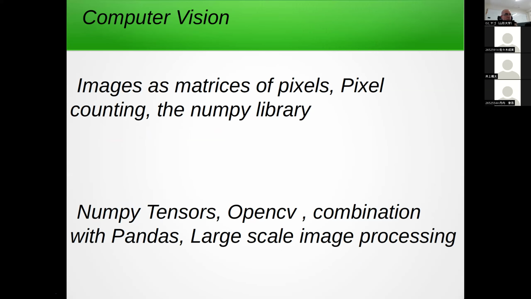Okay, in the second part, we will see computer vision, images as matrices of pixels. Okay, because an image is just that, a matrix of pixels. We will be able to count pixels very quickly, to use the NumPy library to process images very fast, and also to use some classical computer vision algorithms. Like, for example, we can use blob detectors, connected components. We will see in time.